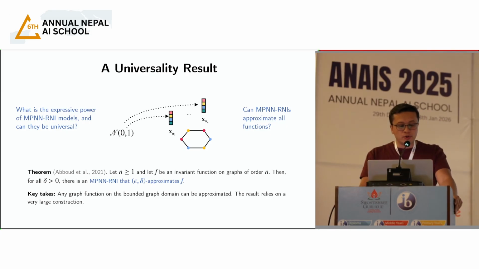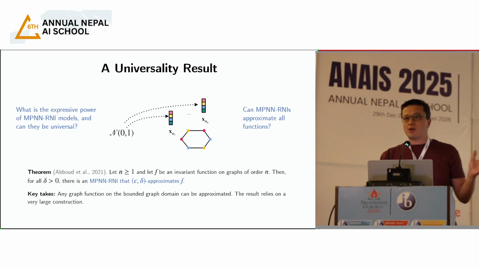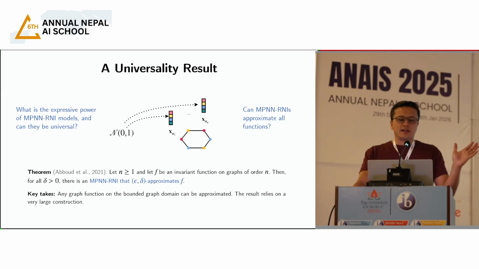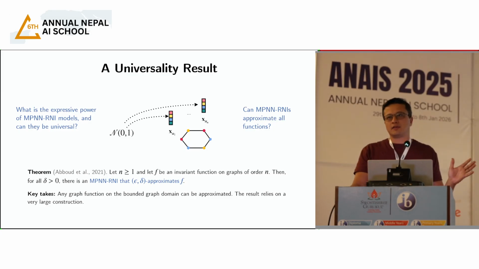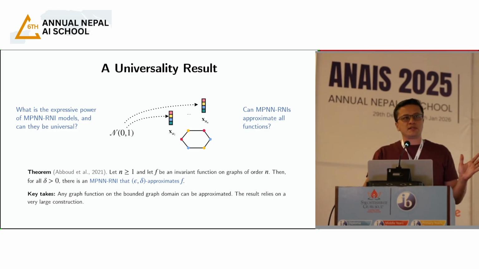Then for all positive epsilon and delta we choose, there exists a message passing neural network with random node initialization that epsilon delta approximates this target function f. So for each function, regardless of what the function is, we can actually come up with a parameterization of our network that epsilon delta approximates the target function, right? So you can see this as a slight generalization of standard function approximation of MLPs.